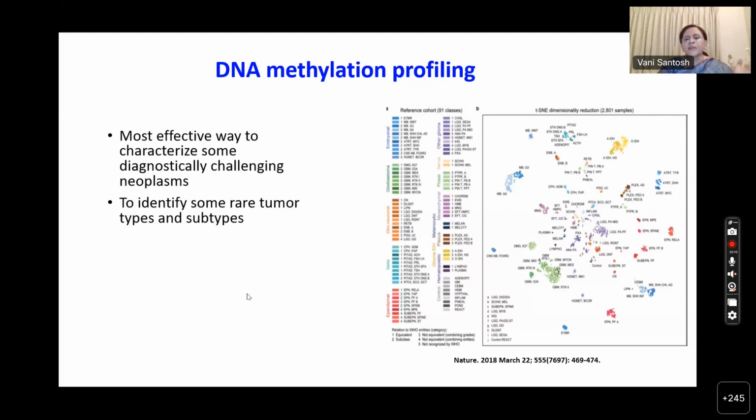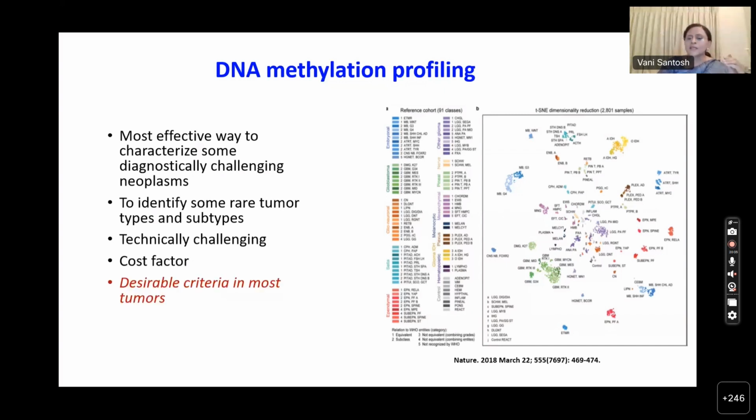Sure enough, it is a very effective way to characterize some of the very challenging neoplasms and to identify some new or rare tumor types and subtypes. But we know that it is technically challenging. You and me cannot perform it in all the centers. In fact, there are so many centers which have very basic IHCs. They don't even have surrogate IHC markers. So where can we perform DNA methylation profiling? And of course, there is the cost factor also.